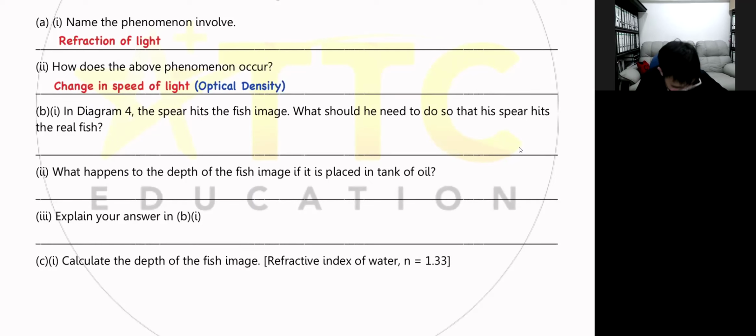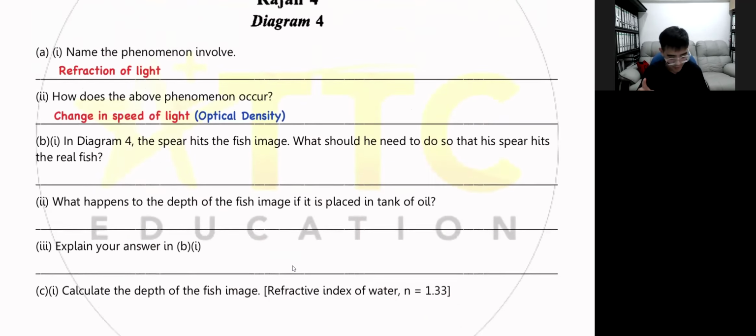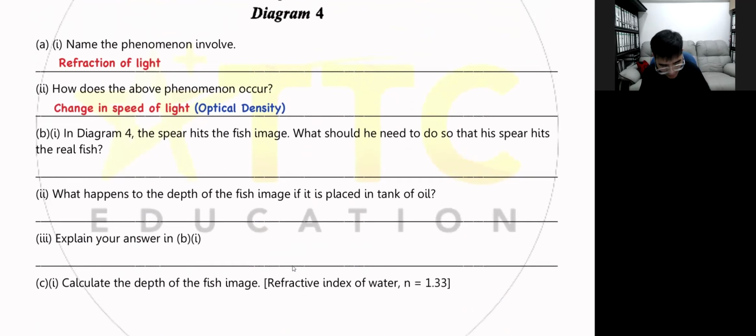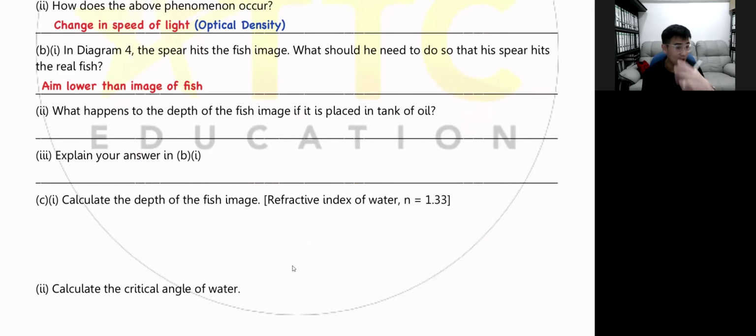So he has to aim lower than the image of the fish, because from the diagram you can see the real fish is at the bottom of the image of the fish. So that's why when he aims at the fish, he has to aim slightly lower than the image of the fish. So over here, he should aim lower than the image of the fish in order to hit the real fish. Clear? Yeah, so that's the answer, a very simple one.